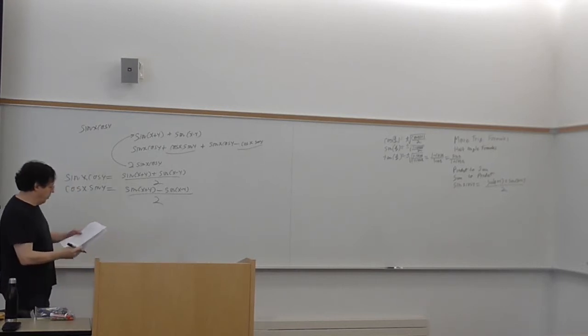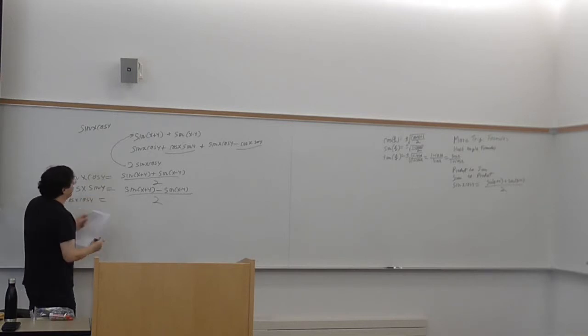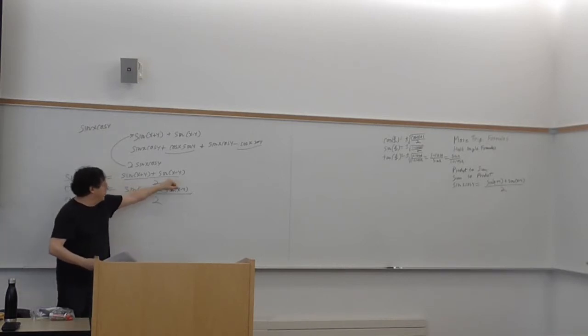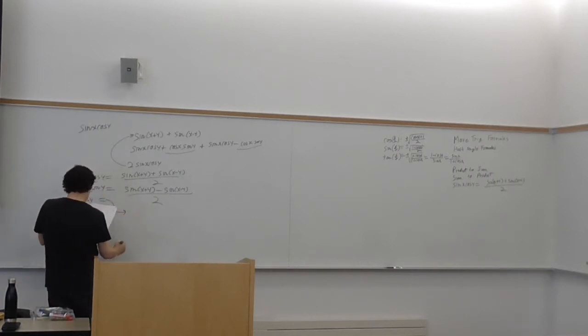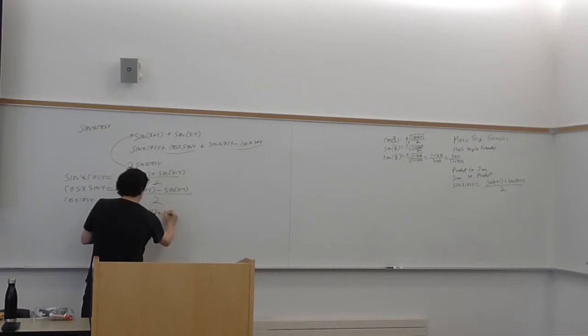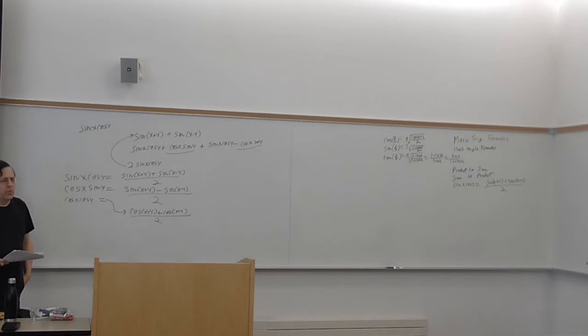To get the other two, which are cosine x, cosine y, we're going to do the same type of thing we did here, except instead of adding the sines of sum and difference, we'll add the cosine of sum and difference. And we'll end up here at cosine of x plus y plus cosine of x minus y over 2. It could be worth your while to try one of these, just to see how they work out very nicely.